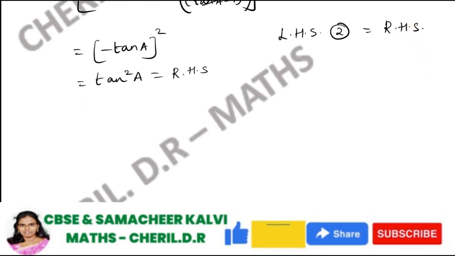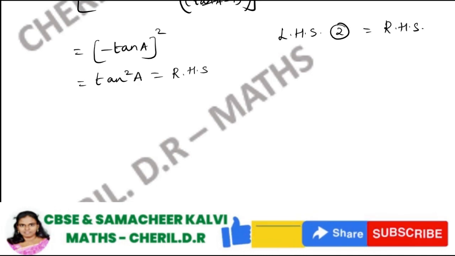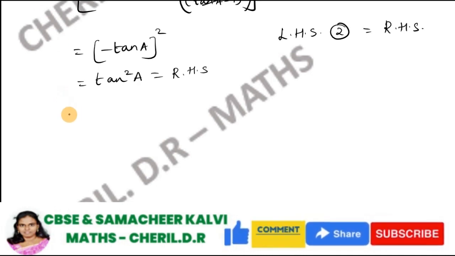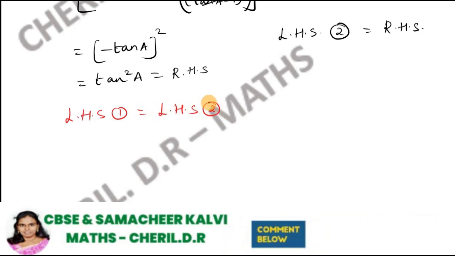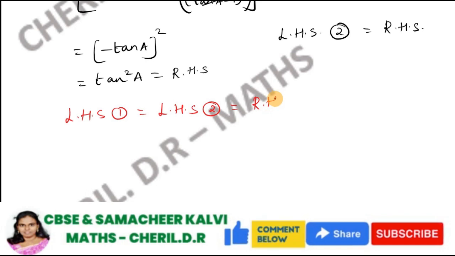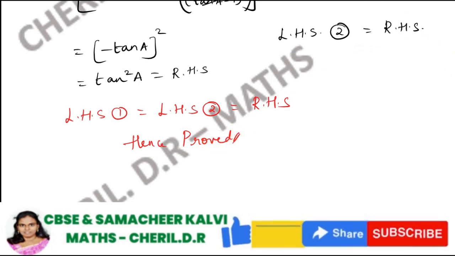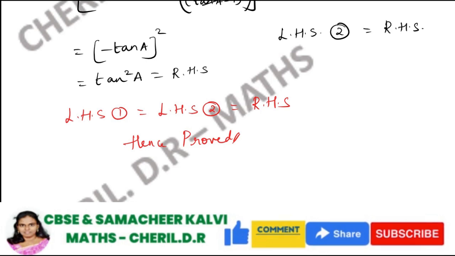So from this I can say that my left hand side 1 is equal to my left hand side 2 is equal to my right hand side, hence proved. It's very easy, don't get confused at all.